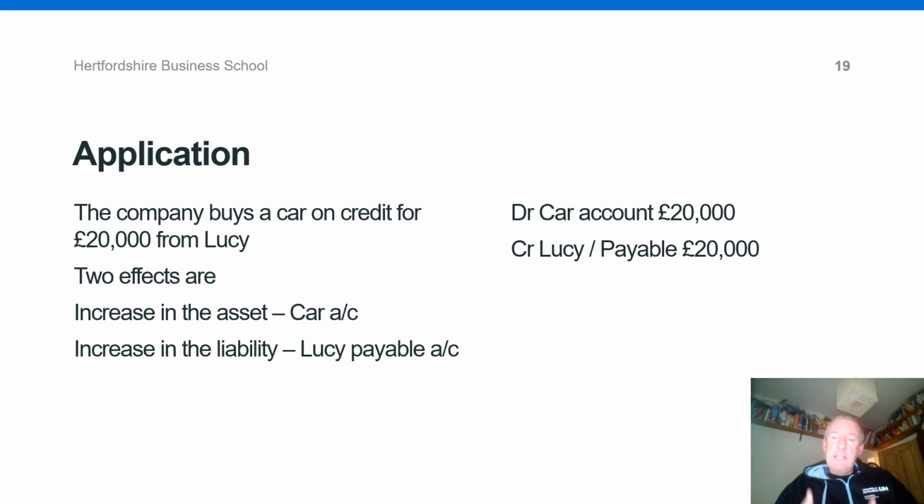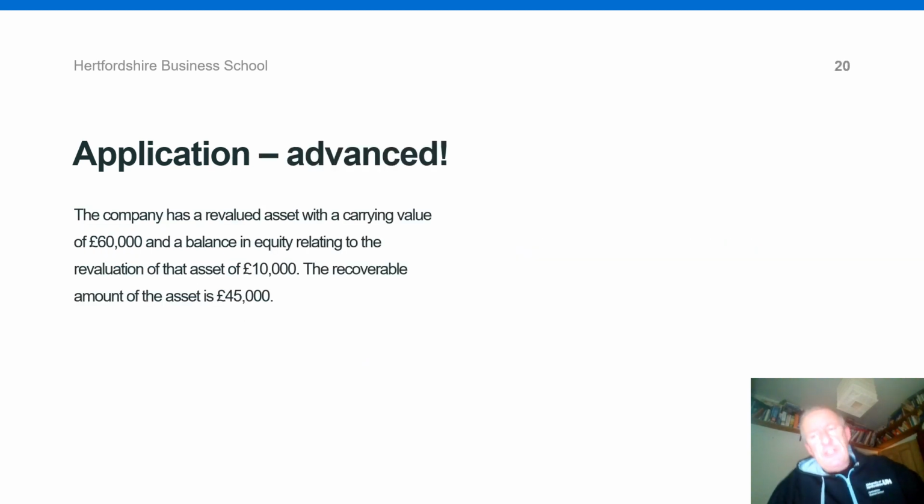Now, these are both examples of fairly simple transactions. But actually, double entry bookkeeping can be used to explain in shorthand the most complicated of financial transactions. So let's have a look at something which is more advanced. And this is not something you'd necessarily look at in your first year or even in your second year. The company's revalued an asset, which we're allowed to do. And it now has a value of 60,000. And it's been revalued by 10,000 in the past. So presumably we bought it for 50, we've revalued it upwards by 10, and it's now in the books at 60. But we can only recover 45.